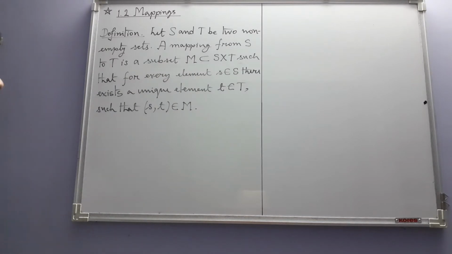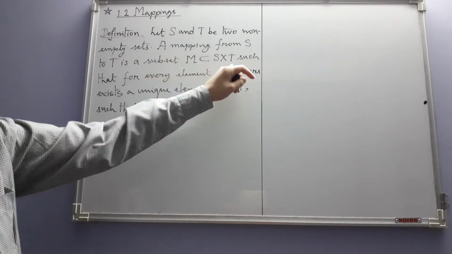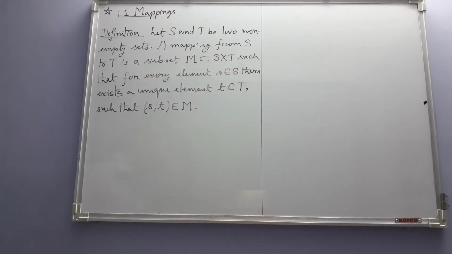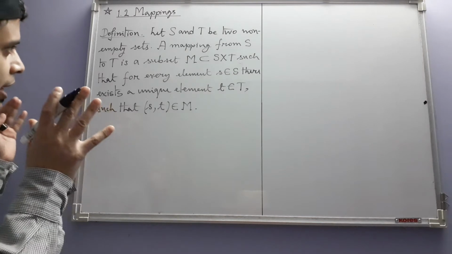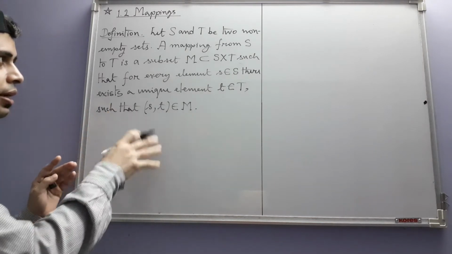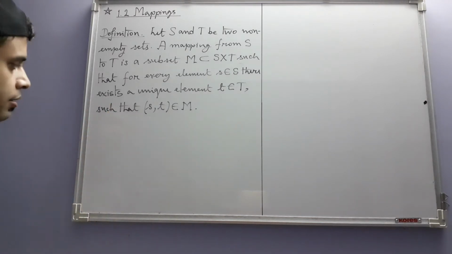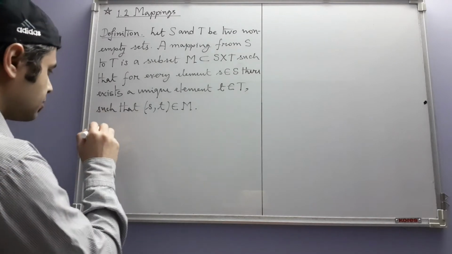Okay. Now it looks somewhat strange that we are saying that a subset of S cross T is a mapping from S to T, but it's basically the same thing. What we already know as mappings we have just said here in a different manner. So that's why there is a remark.